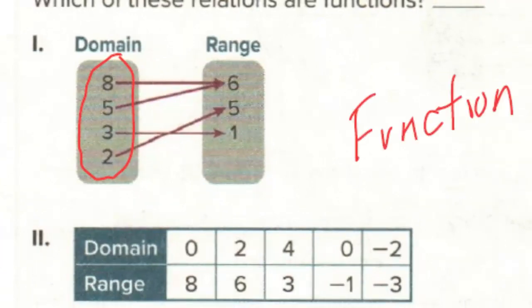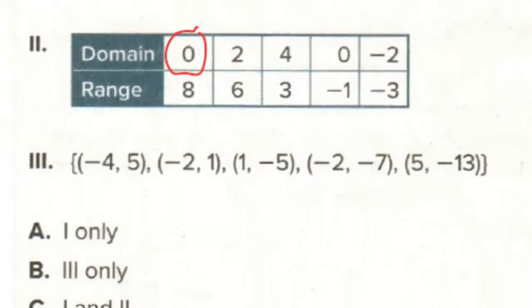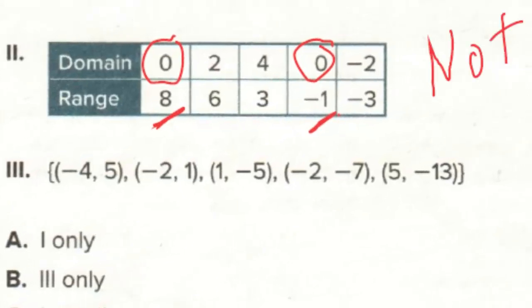For number 2, you can see that the domain of 0 repeats twice, which is not really a problem, but when we look at the range values that it repeats with, the first one repeats with an 8 and the second one repeats with a -1, which means it's not a function. And again, if you were to put those 2 points on a graph, those 2 points would line up vertically, failing the vertical line test. For number 3, we're going to look at the domain values first before we make a determination.